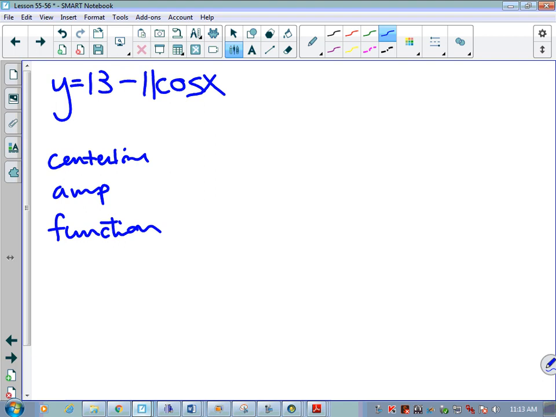Any questions on that? Typically it's the dotted line, but if you want to always find a center line, find the minimum and maximum, and find the average of that. So add those up and divide by 2.